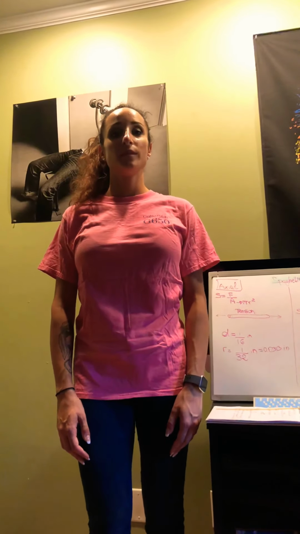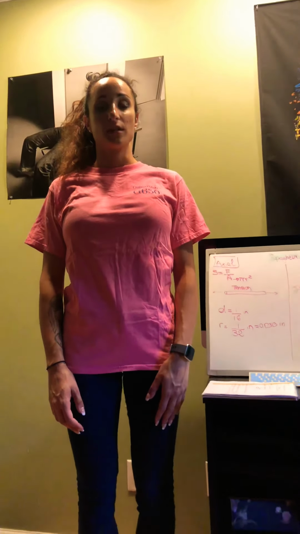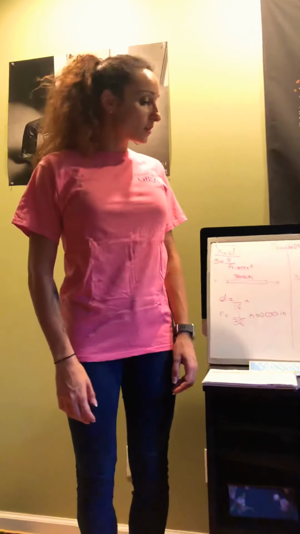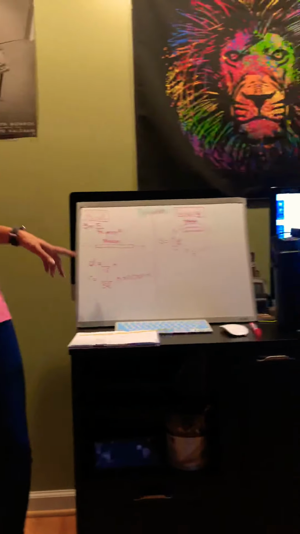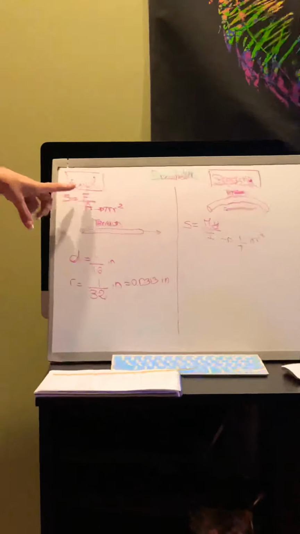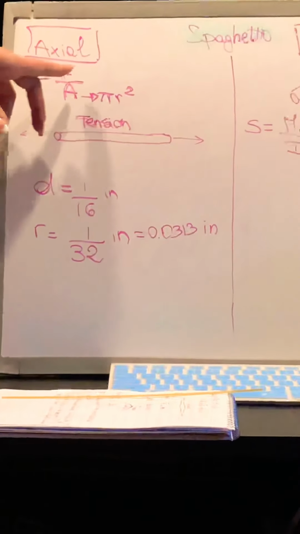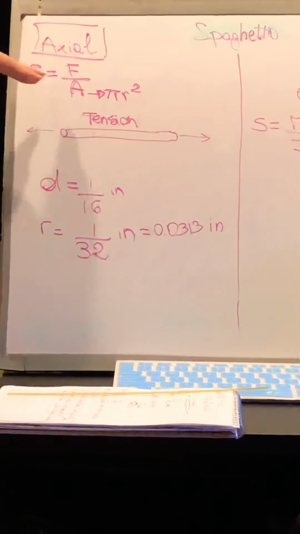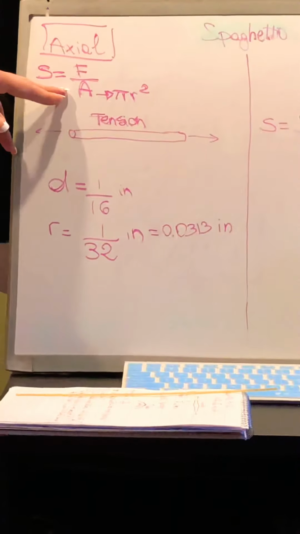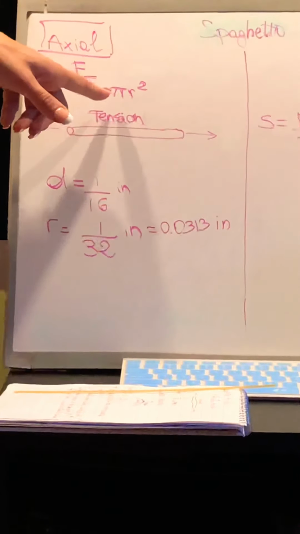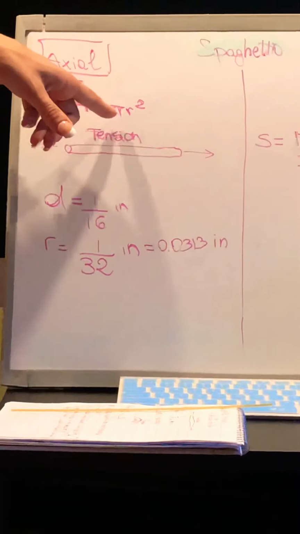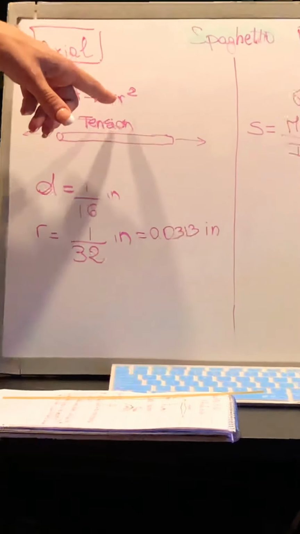Everyone, today we'll be discussing two different types of stresses, the axial and the bending stress. So if we move on to our board here, we can see on the left side we have the axial stress formula, which equals force, so however much force we're applying to the object, divided by its area. If we're considering a circular or round object, then the area would equal pi times its radius to the second power.